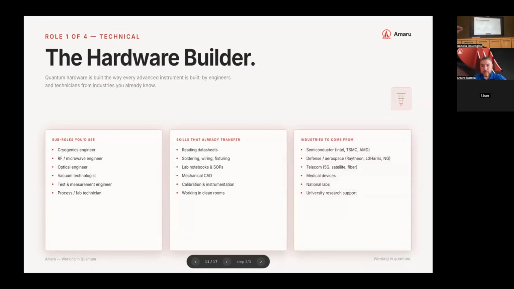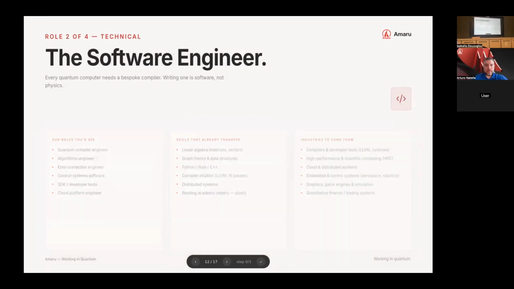And some of the industries that people are coming from to be in these spaces are semiconductors, defense, aerospace, telecom, medical device, national labs, even university and research support. There are folks who have been working in quantum computing at MIT, and even not at MIT, who have been getting experience in the hardware build and making their way into these companies.